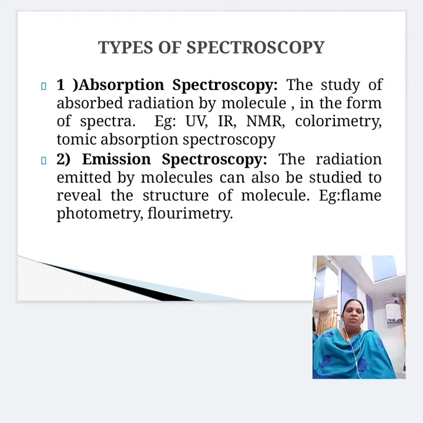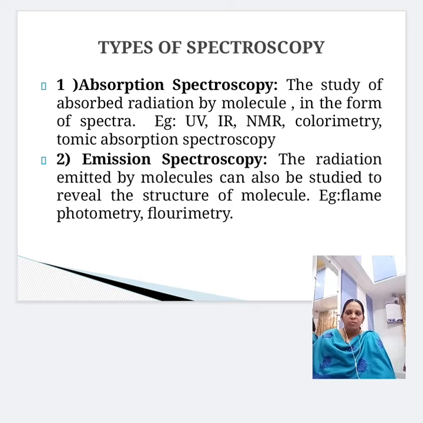So you are going to study how to identify the unknown material in a given sample. When you pass infrared, ultraviolet or X-ray radiation through the sample of unknown material, certain frequencies of the radiation are absorbed. This is determined by separating the radiation into a spectrum and measuring the intensity of the radiation at each frequency. Examples of absorption spectroscopy are UV, IR, NMR, colorimetry, and atomic absorption spectroscopy.